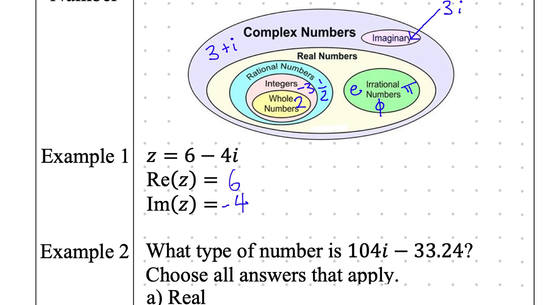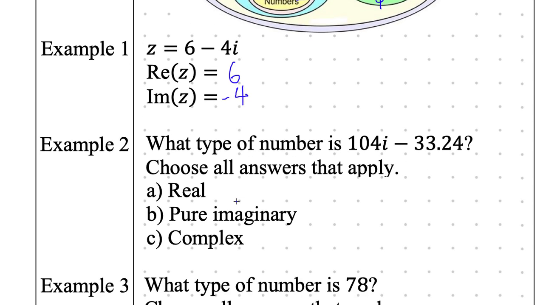All right, so example number 2. This is one entire homework assignment. I think you guys can understand how to get the imaginary part and how to get the real part. It's that easy. I'm not going to spend any more time on it. Let's talk about this one. These guys are notoriously trick questions. Be careful. What type of number is 104i minus 33.24?